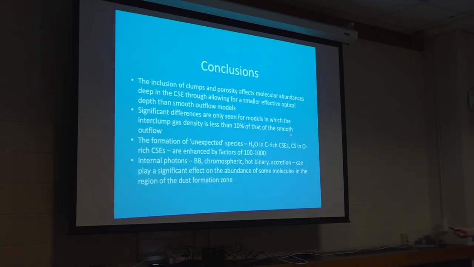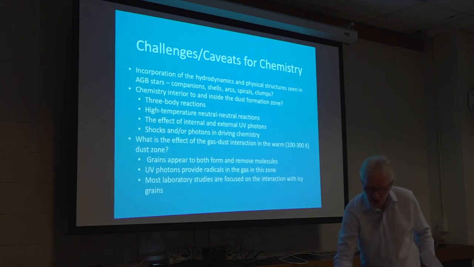Clumps are, we certainly know this gas is clumpy. We are beginning to understand the reasons why we're seeing these kinds of unexpected species: oxygen-rich species in carbon-rich shells, but we also see carbon-rich molecules in oxygen-rich shells. Internal photons look like they may have an effect, but it's very sensitive to what you assume for the structure in these envelopes, because the amount of extinction by dust can affect that very dramatically. It's very easy to switch this stuff off.